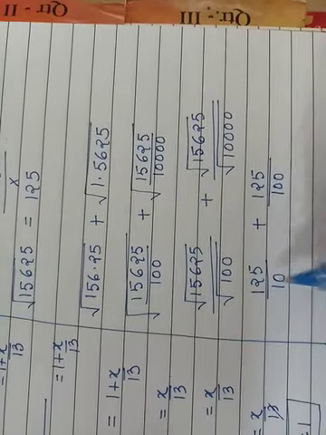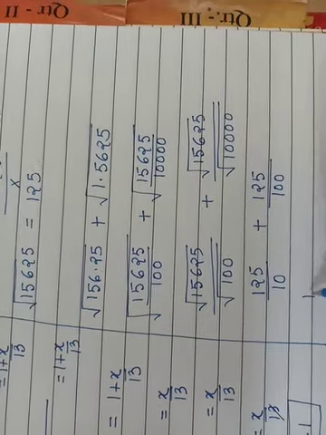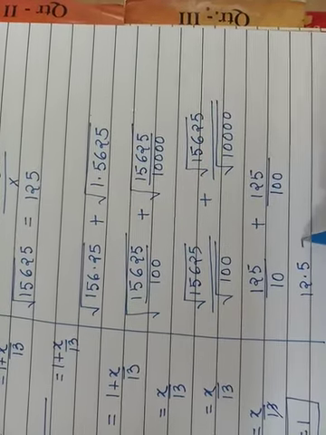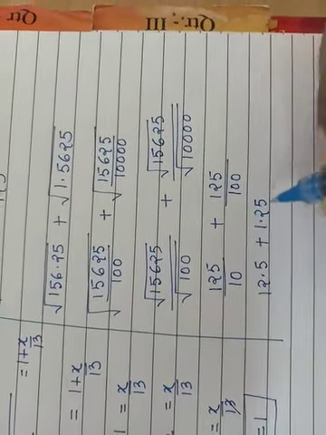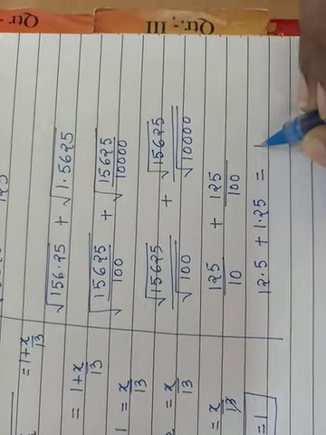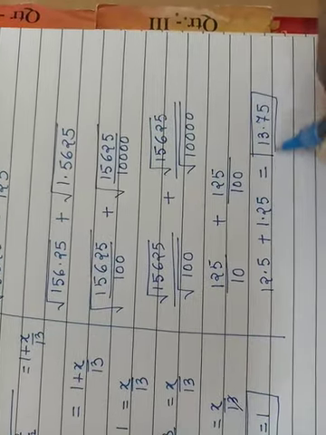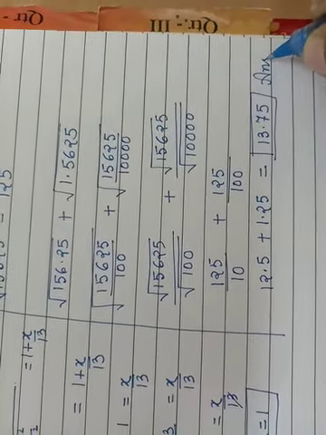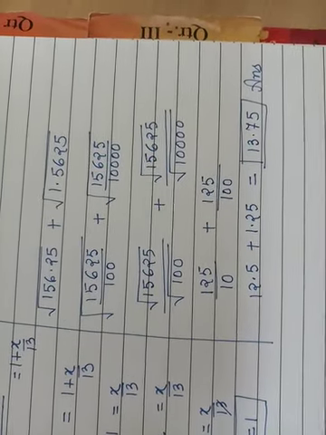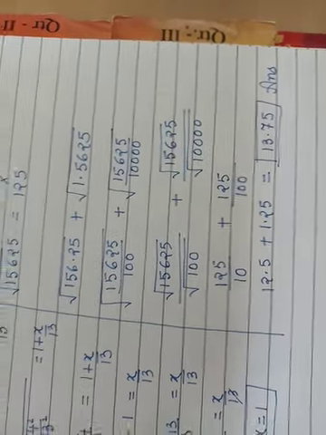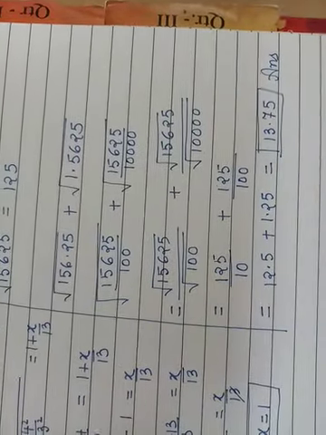Now we divide it. 125 divided by 10 will give you 12.5. 125 divided by 100 will give you 1.25. We add both, so you will get 13.75. So this is your answer for the given expression, and we found the square root of 15,625 as well. Hope you have understood how to find the value of the given expression.